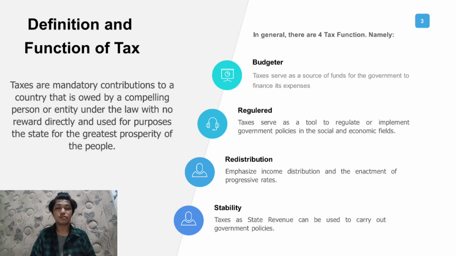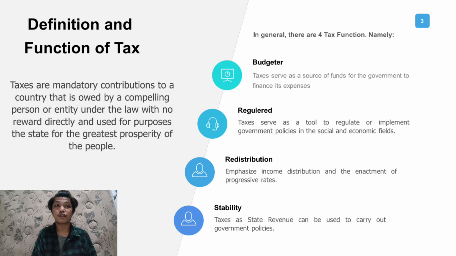Taxes are a mandatory contribution to a country owed by a person or entity under the law, with no direct reward, and used for the purposes of the state for the greatest prosperity of the people. In general, there are four functions, namely budgeter. Taxes serve as a source of funds for the government to finance its expenses.